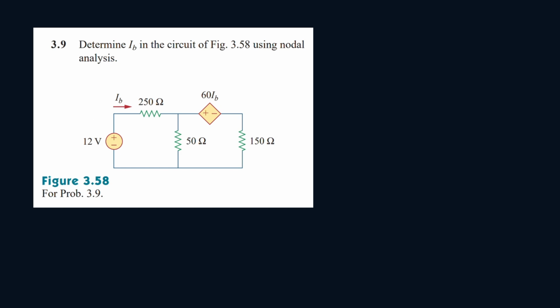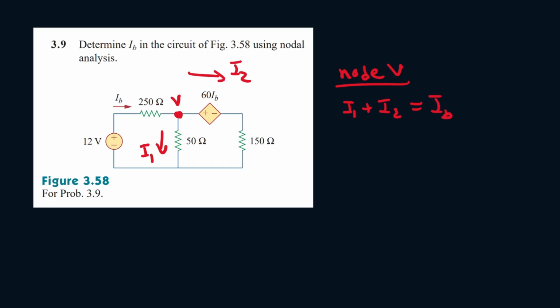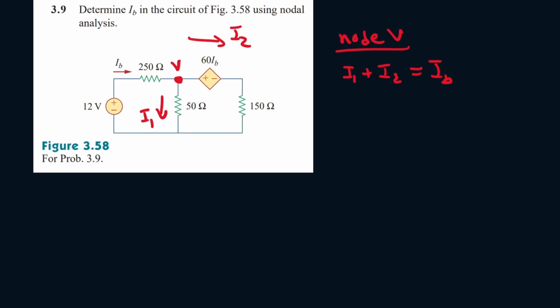Alright, so we're going to do the following circuit. We have to find IB. Let's write the direction of current first. Let's call this I1 and let's call this I2, and IB is already given. Let's call this node V. For node V, it will be I1 plus I2 equals IB. Okay? So let's find the equations.